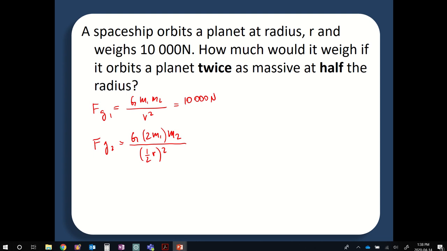All right, so we're going to do the same thing as before. We're going to pull these coefficients to the front. So the 2 is pretty easy, just right in front. For the radius, we need to square this. So 1/2 squared is 1/4. So we get 1/4 r squared. Okay? So again, we end up with G times m1 times m2 over r squared. Same thing here. This is the same as that. Right? These are exactly the same.